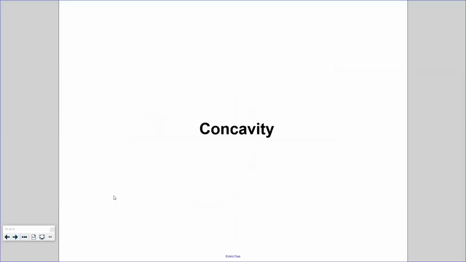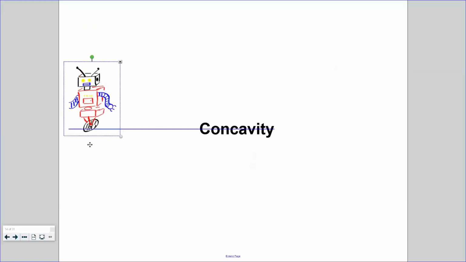Next up, we have to talk about concavity.